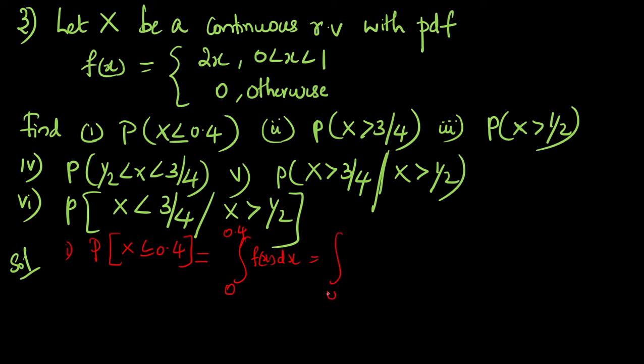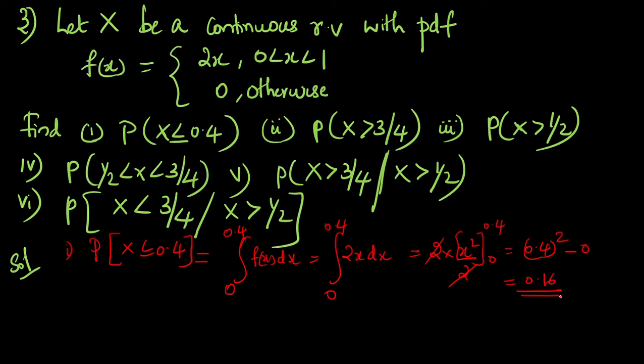Substitute the function. f of x is 2x for all values of x less than 1. Therefore, integral 0 to 0.4 2x dx. Take the integral and put the limits. 2 into x square by 2 within the limits 0 to 0.4. 0.4 square minus 0. And that is equal to 0.16. That is the probability when x is less than or equal to 0.4.